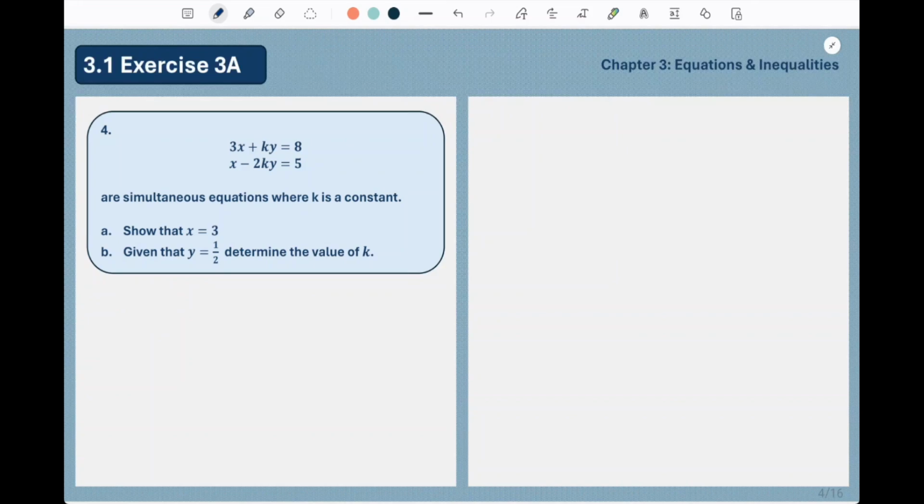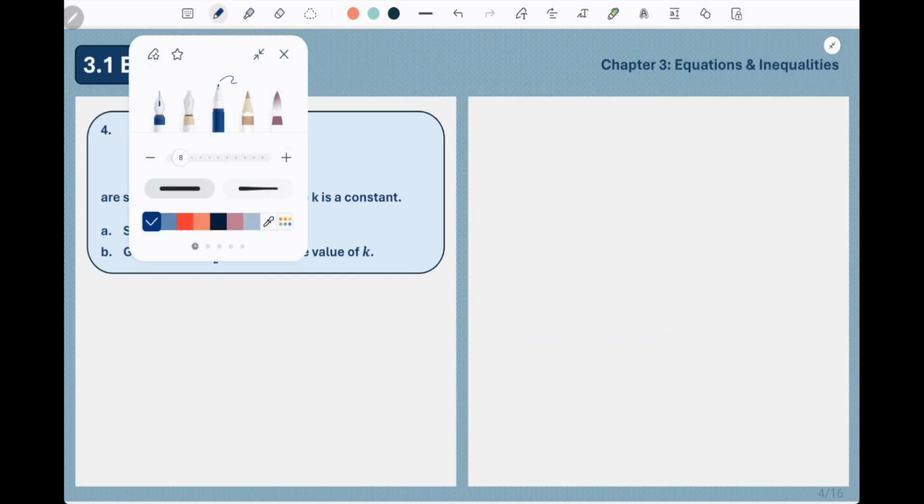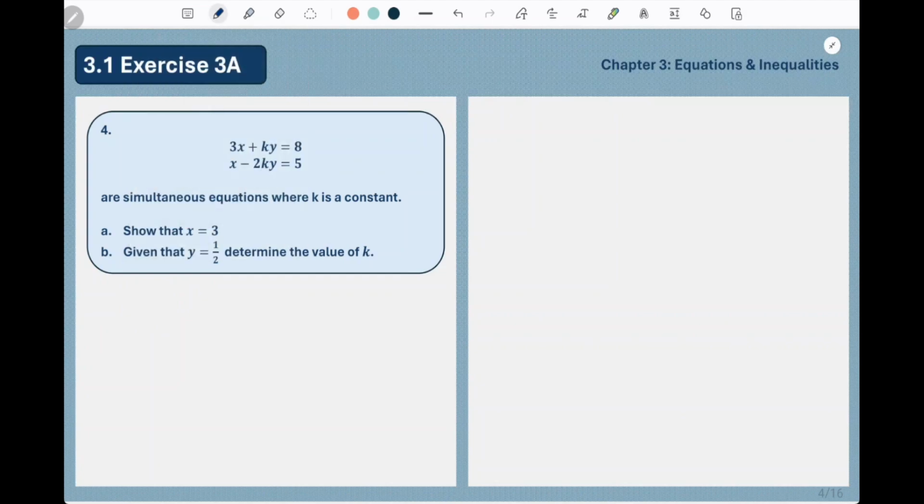We have these simultaneous equations. What's special about them is we have this variable k over here, which is not a big deal. For part A, we need to show that x equals 3. We know we're going to do it by elimination. In this case, if we want x, we need to eliminate y, and if we eliminate y, eventually we eliminate k. So this little headache here wouldn't bother us at all.